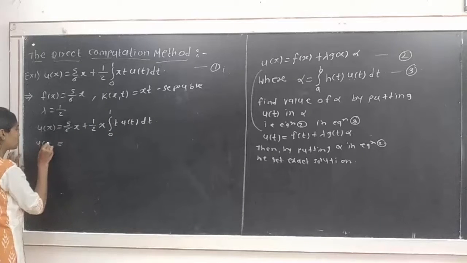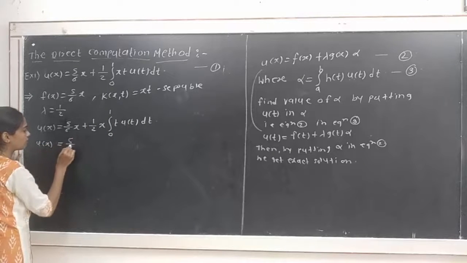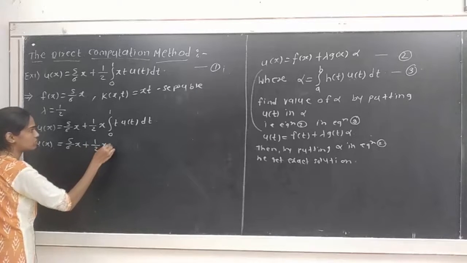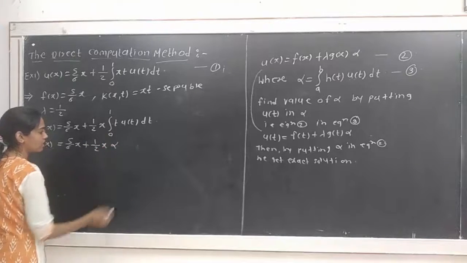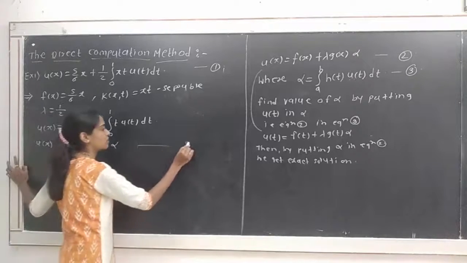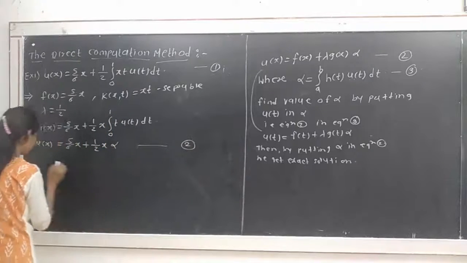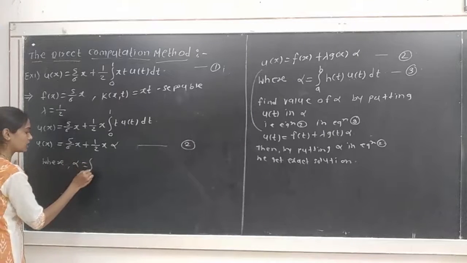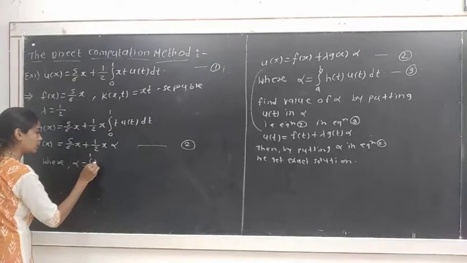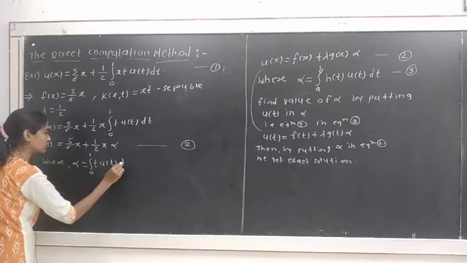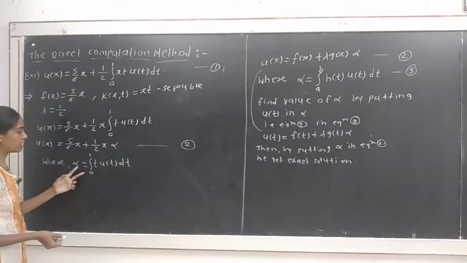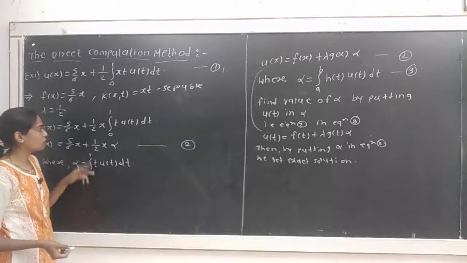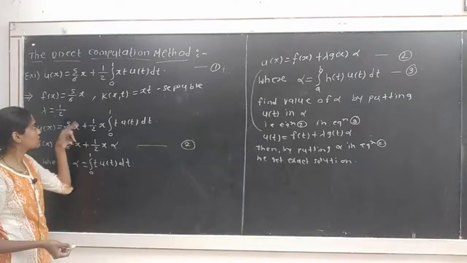So the equation becomes u of x is equal to 5 divided by 6 into x plus 1 divided by 2 into x, and we take it as alpha. Okay, take it as equation number 2, where alpha is equal to integration from 0 to 1 t into u of t dt. Then we have to find the value of alpha, that is, solve this integration, and by putting this value here we get the solution.